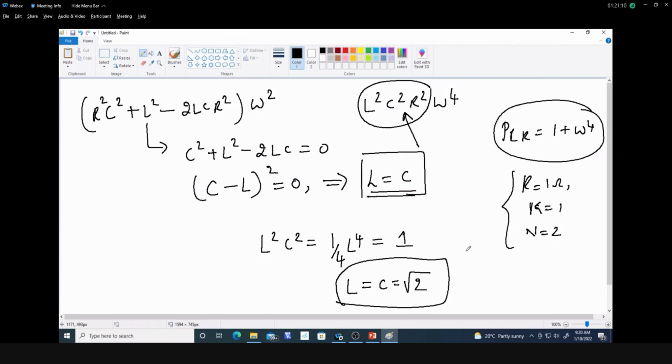Now this same procedure can be extended to find the element values for a filter with any arbitrary number of elements. If you take any n number of elements, the same procedure can be used to find those n elements. For normalized filter design, we have the source impedance as 1 ohm, and ωc we have chosen as 1 radian per second.